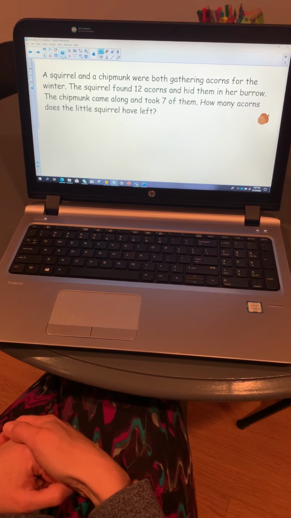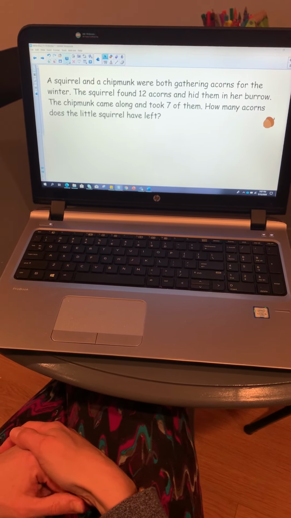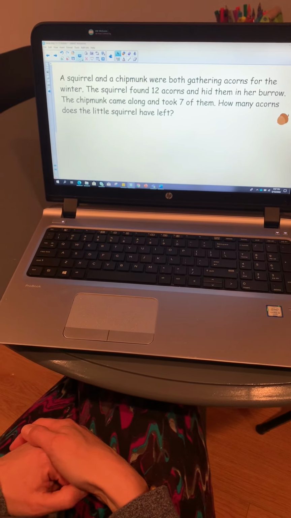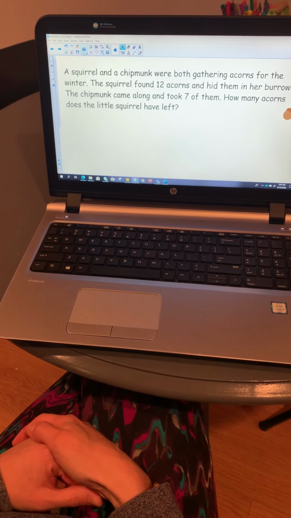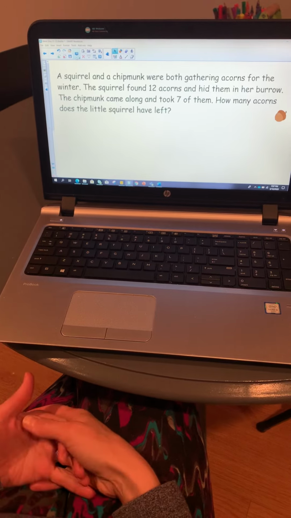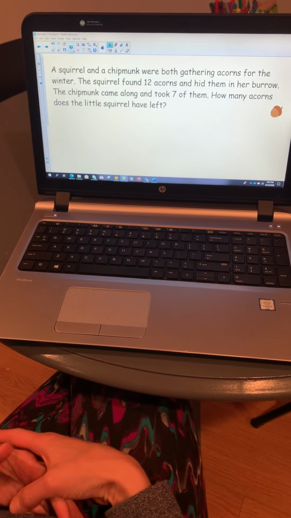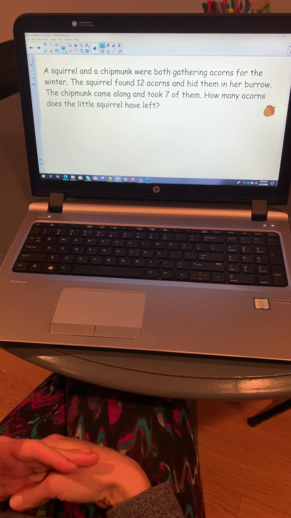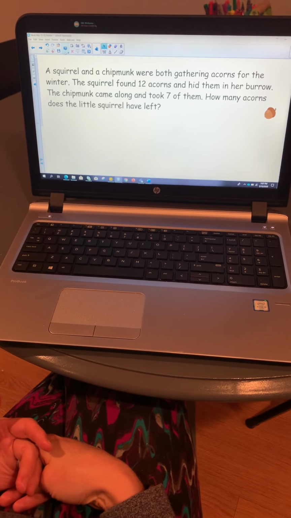I'm going to talk to you a little more today about subtraction and solving word problems. So last week we talked about how we were just going to use pictures to solve our problems, and this week we're going to use a picture, but then I'm going to show you how to write a number sentence to go along with it.